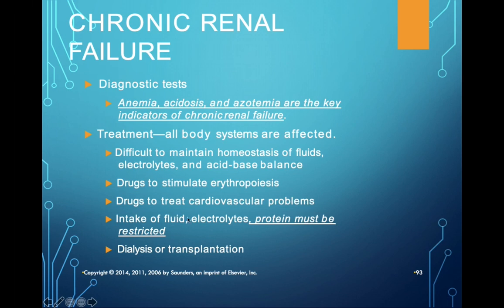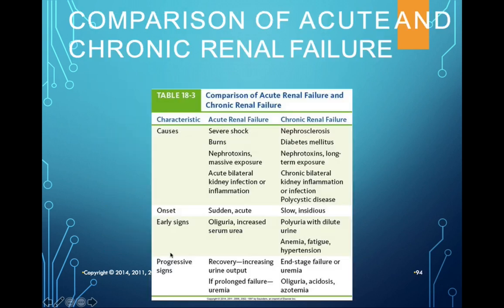The intake of fluid has to be managed. Electrolytes have to be looked at. Protein must be restricted due to the nitrogenous buildup. Okay, that can be extremely toxic to the body. And dialysis is needed, or transplant. This is a good comparison between acute renal failure and chronic, so you could pause it here and compare bilaterally.